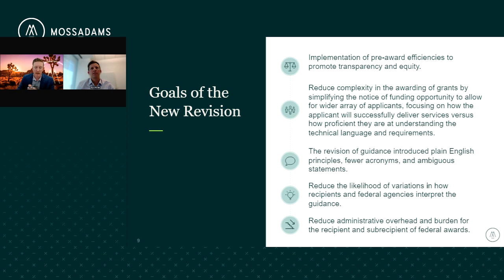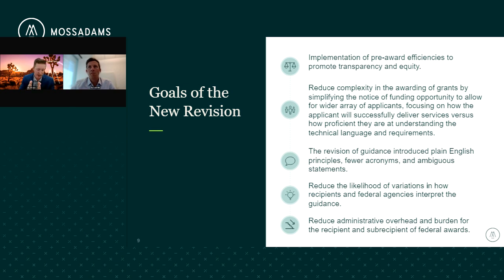Okay. So the goals of the new revision were really to implement pre-award efficiencies and promote transparency and equity. The thought behind this change is that historically, when you're applying for an award, the pre-award process and the post-award process has been very complex and sometimes convoluted. It's required a lot of organizations to have an army of accountants and attorneys on hand to be able to decipher some of the requirements of these awards and respond appropriately in order to be considered for awarding under some of these programs.